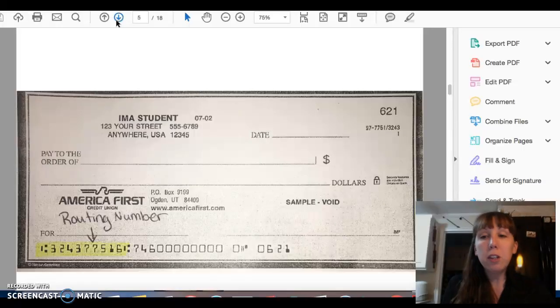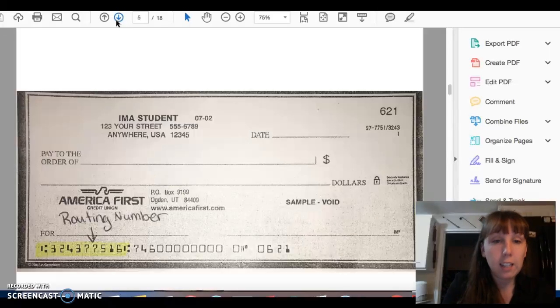The next thing we're going to talk about is the routing number. Now, routing number is specific to each bank, and it helps with transactions. Like I said, it's specific to each bank, and it helps with doing transactions. So it just identifies the issuing bank, meaning your bank.